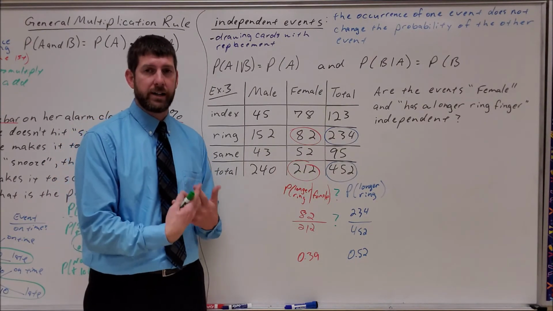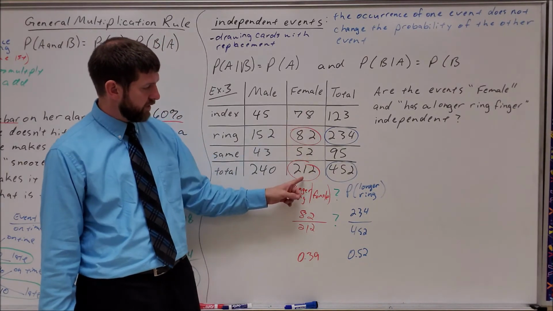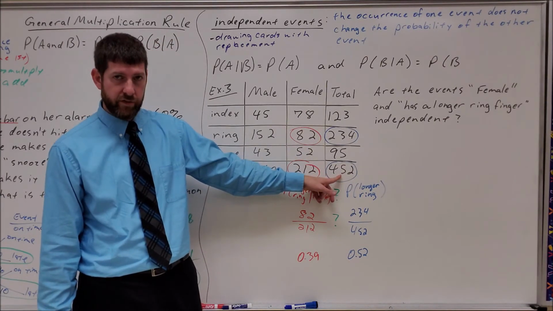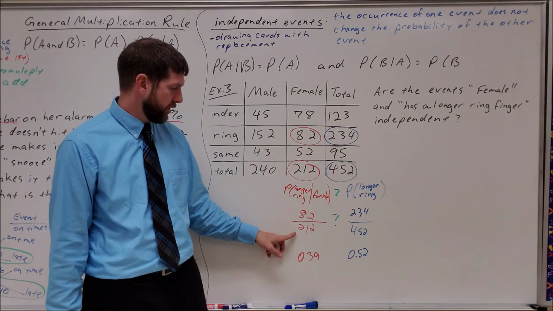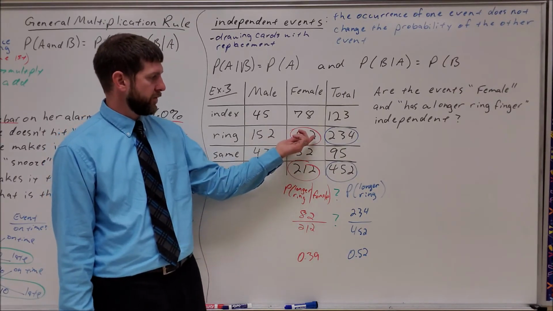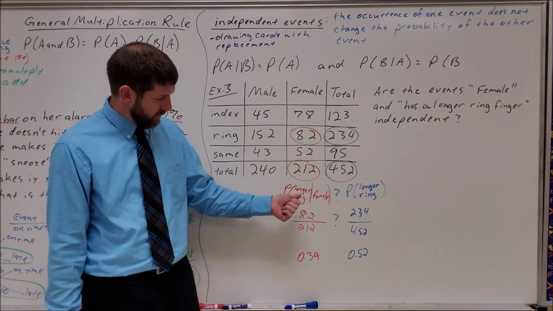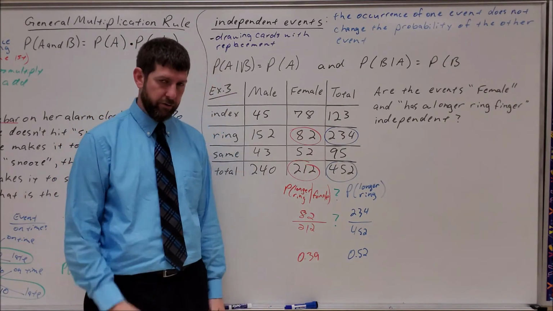So going back to our conditional probability, the condition is female, so only look at the females. So I'm not looking at all 452 individuals anymore. Now it's just the females, 212 of them. And then of the females, how many had a longer ring finger? 82 of them. When we calculate that, 82 out of 212 is about 0.39.